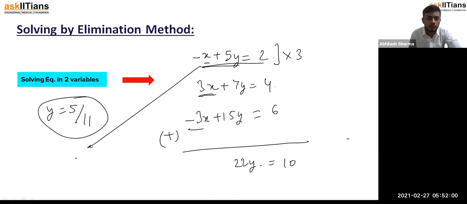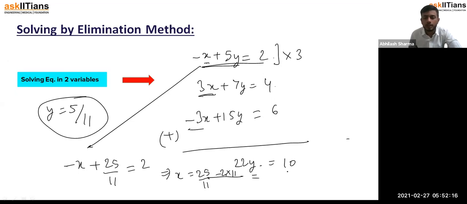So for instance, if you put here, you will get minus x plus 25 upon 11 equal to 2, correct? So x will come out to be 25 upon 11 minus 2 into 11 if I take LCM. So x comes out to be 3 by 11, okay? So that's the basic method of solving, that we try to eliminate one variable by suitable addition or subtraction of the two equations. That is the essence of the elimination method.